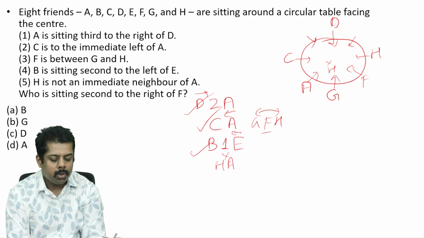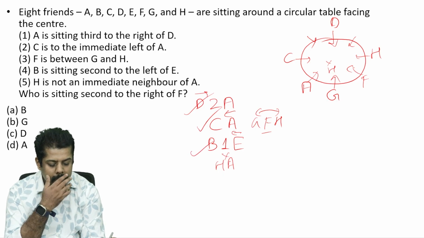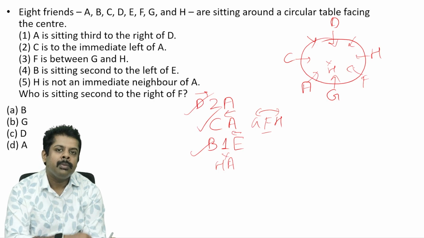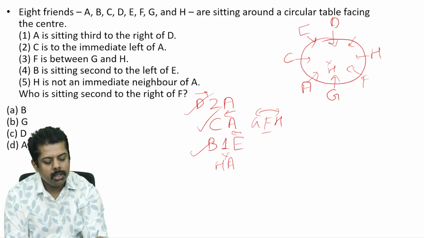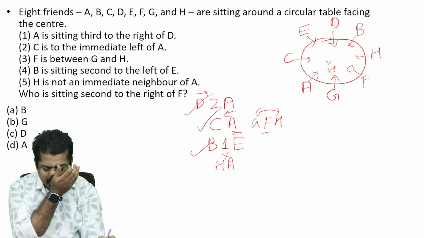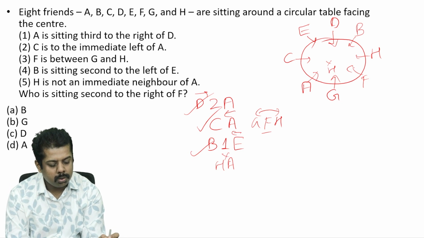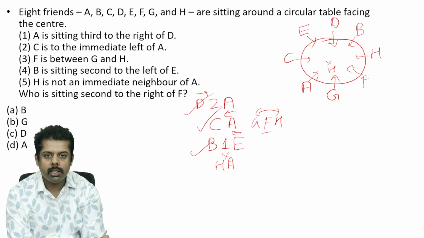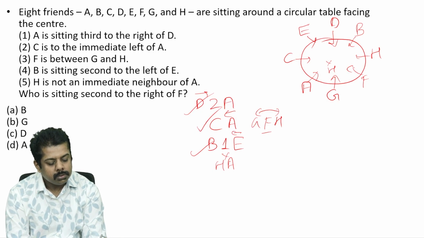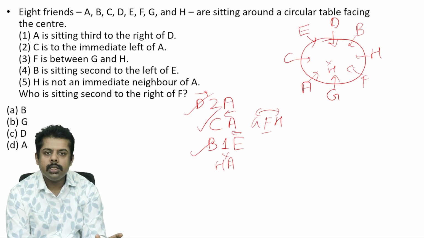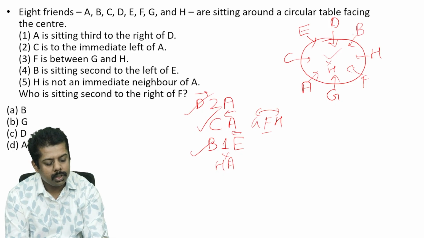Okay, so what was the point? B is sitting second to the left of it. So if I am placing E here, what we can do is try and place B. Okay, so this condition is also met here. Any other issues? H and A are not together. Okay, that is being taken care of. So almost every condition is okay here. So this has to be the final arrangement.